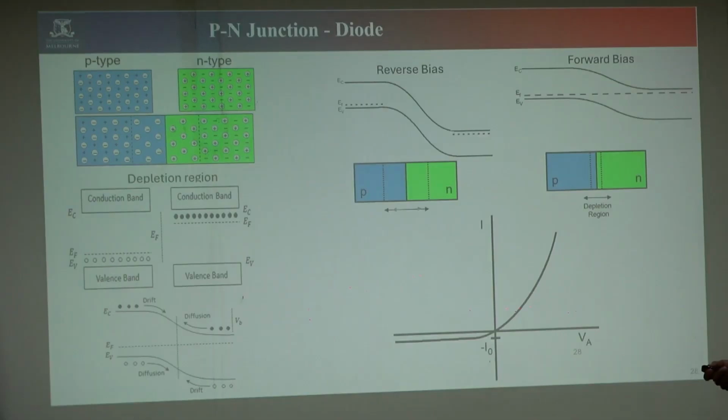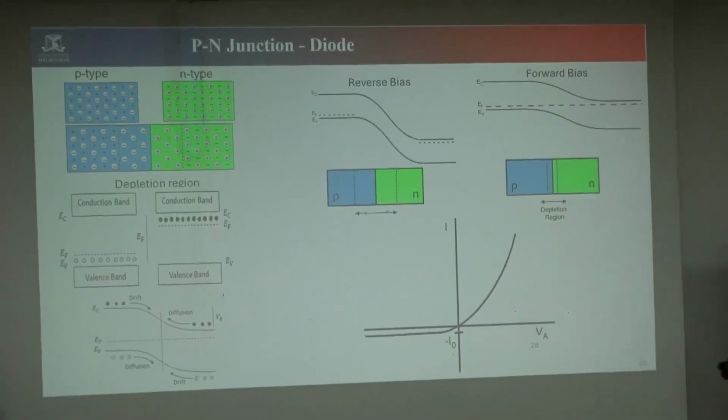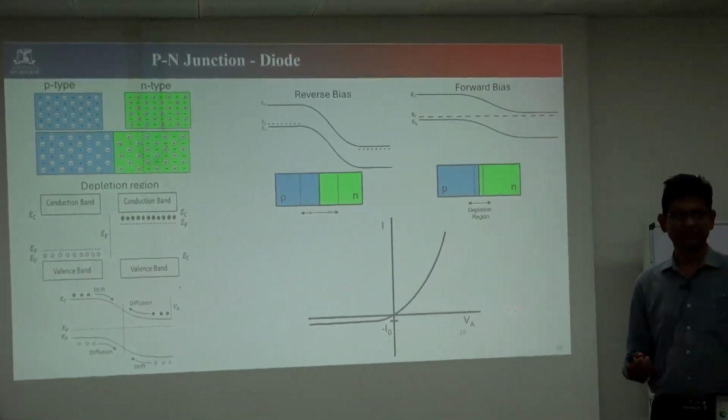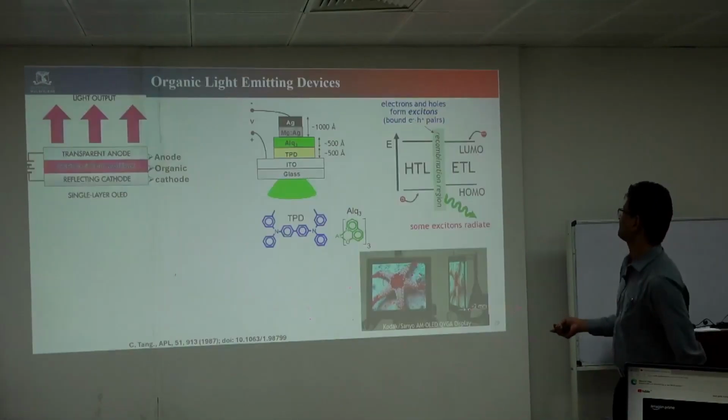So this diode principle is what we are using in the organic LED as well as organic photovoltaic. It's nothing but a PN junction. It's nothing but a diode. It's a sort of diode, but working on light emission, so we call this a light emitting diode. So this is the basic principle of how this diode is working.